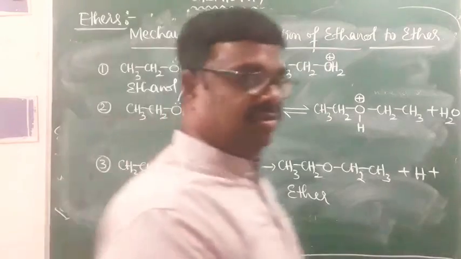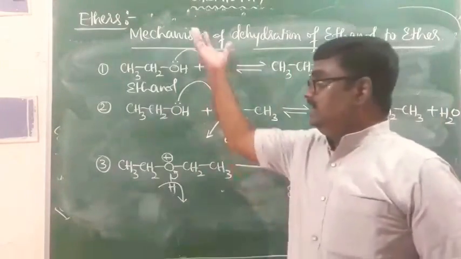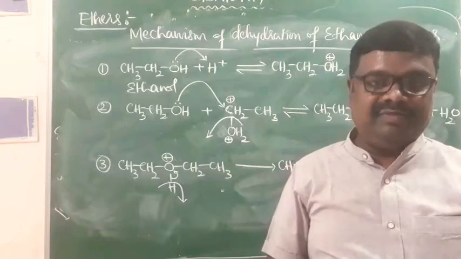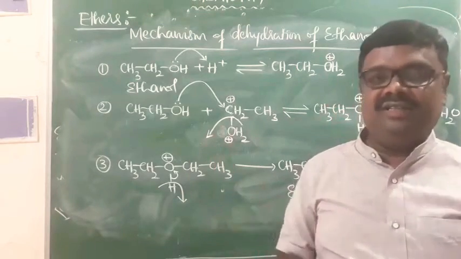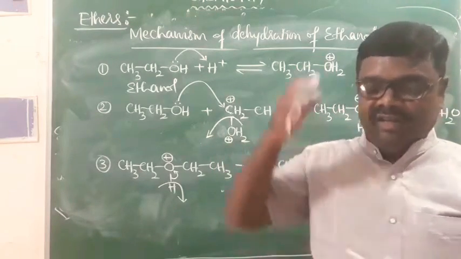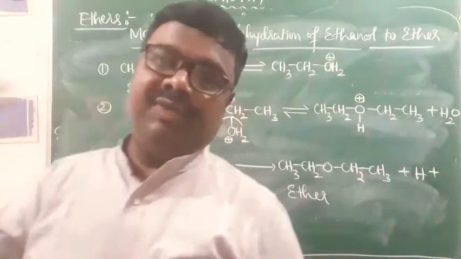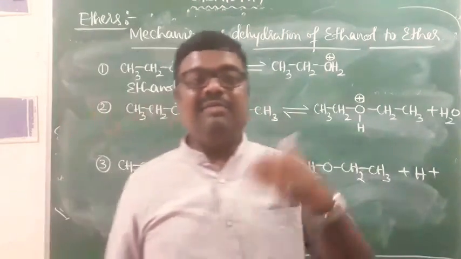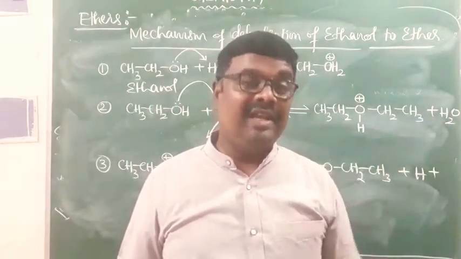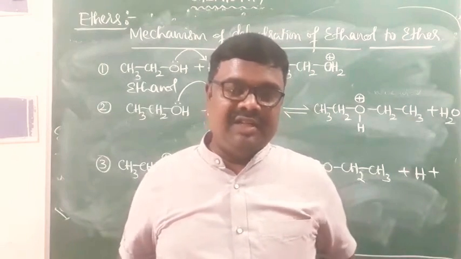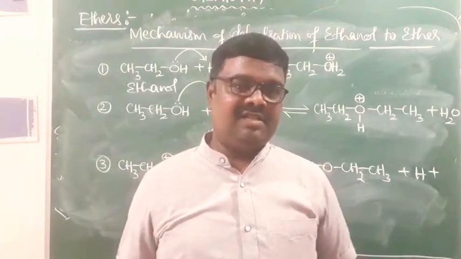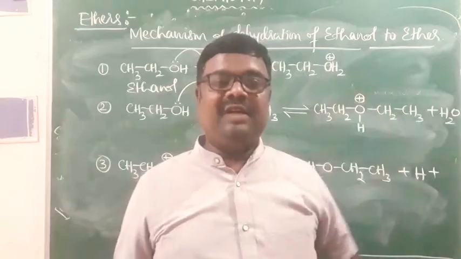The mechanism follows SN2 because the reaction doesn't involve the formation of a carbocation. If a carbocation is formed during a reaction, elimination takes place and you get alkenes. That's what you observed in the dehydration of ethanol to ethene. But here, this is the SN2 mechanism.